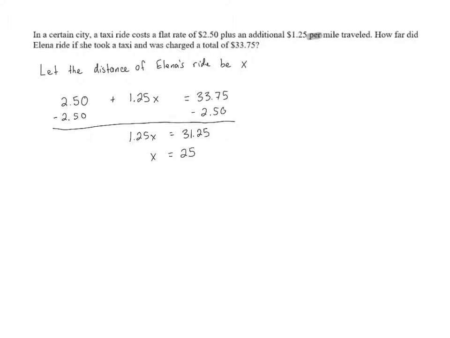x equals 25, but we know this was the distance she traveled, and this is measured in miles because it was per mile. So we know that x is going to be 25 miles, and they asked how far did Elena ride? We can say Elena rode 25 miles. And that ends up being our final answer.